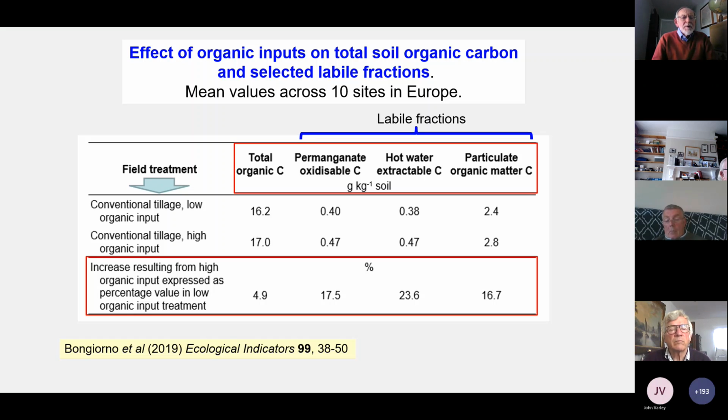So conventional tillage, but with low organic carbon input, and conventional tillage, but with high organic carbon input. As you can see, total carbon went up a little with the organic input, 16 point something up to 17, a 4.9% increase. But looking at the increases in these other fractions, we're looking at 17, 20, 17% increases. So these fractions all are changing more quickly than the total. So again, it makes it easier to see if a change is happening, just as with the microbial biomass. So that's good. We've got possibly some useful methods there for detecting changes in this slow moving total soil carbon.